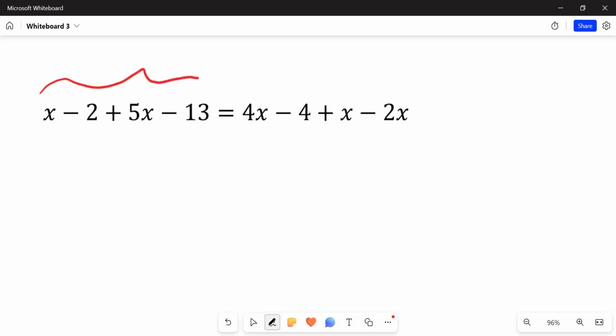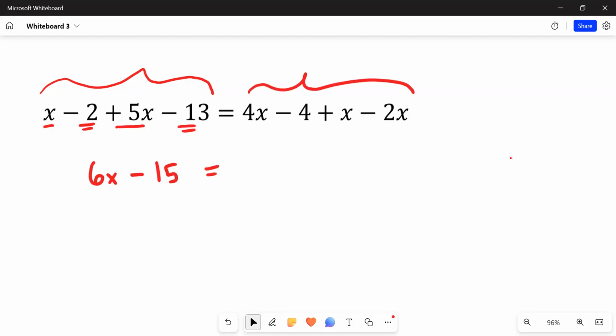If you look at the left-hand side, notice that there's two variable terms. We have x plus 5x is 6x. And there's also two constant terms. We have negative 2 minus 13. Be careful of those signs. That's minus 15. The right-hand side, similarly, we have, in this case, three variable terms, 4x plus x, and remember there's 1 there, that's 5x, take away 2, gives us 3x, and then we just have this one constant, minus 4.